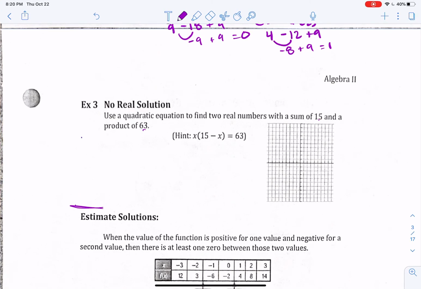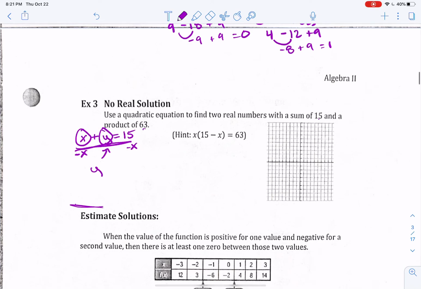So let's say our numbers are x and y. x plus y has to be equal to 15. My first number is x, my second number is y. What I can do is take this equation and rearrange it for y, getting the y by itself by subtracting the x over. So I would say y is equal to 15 minus x.